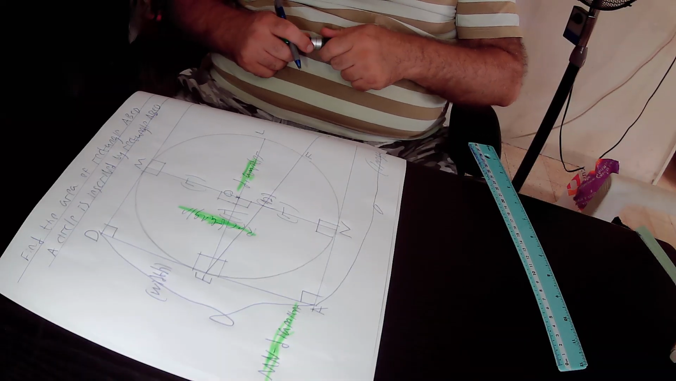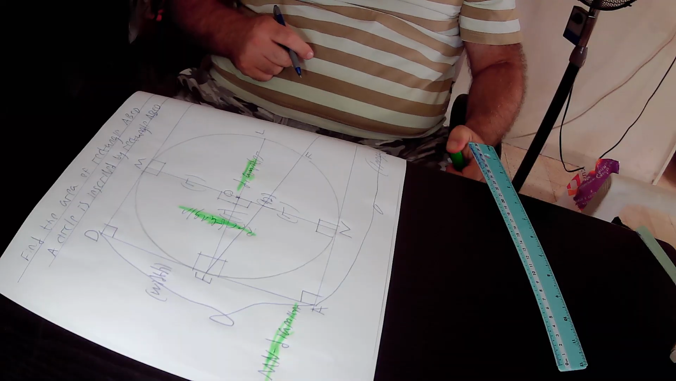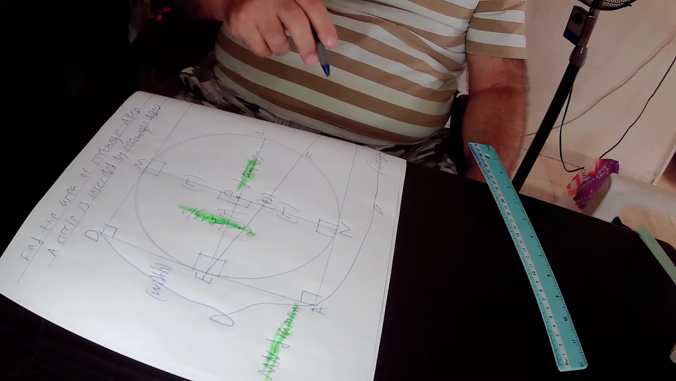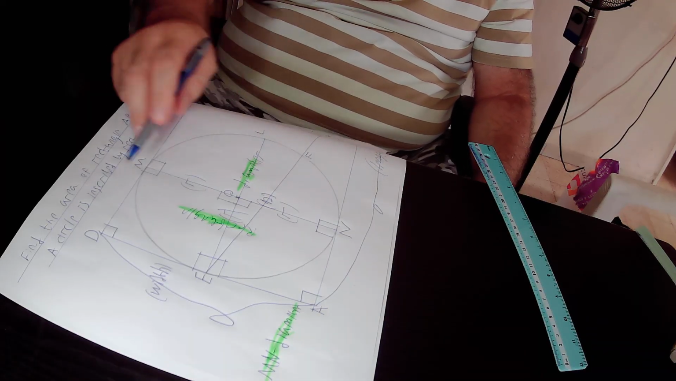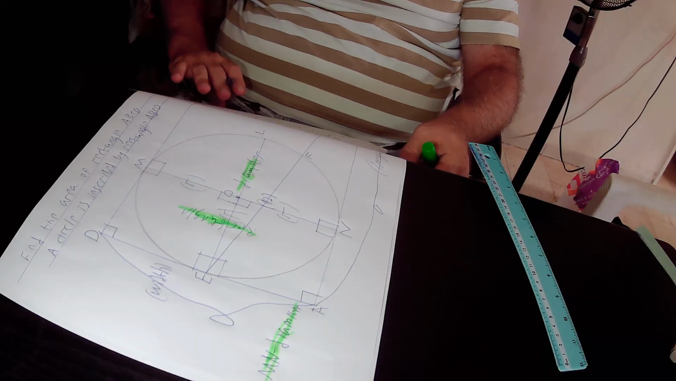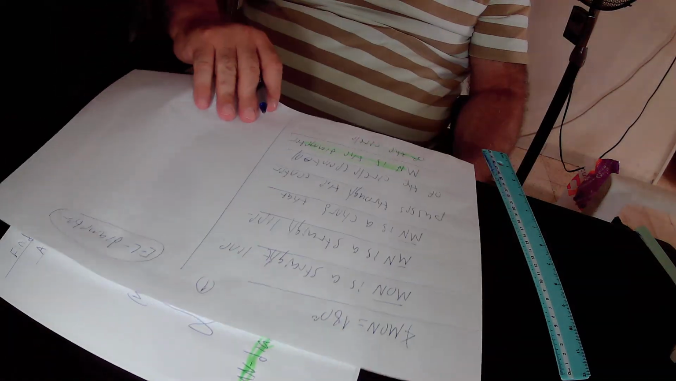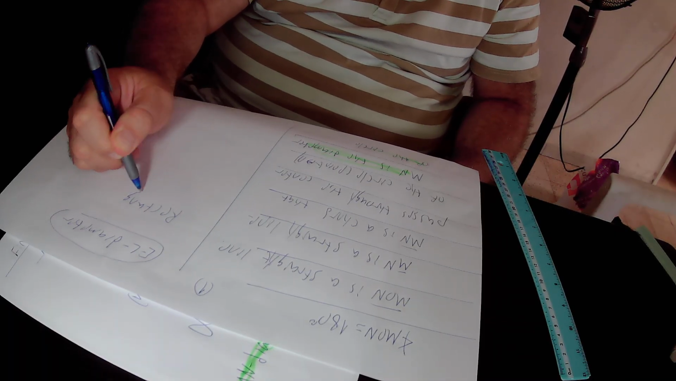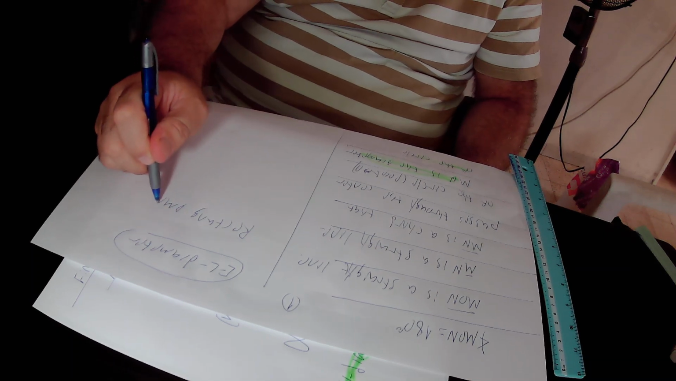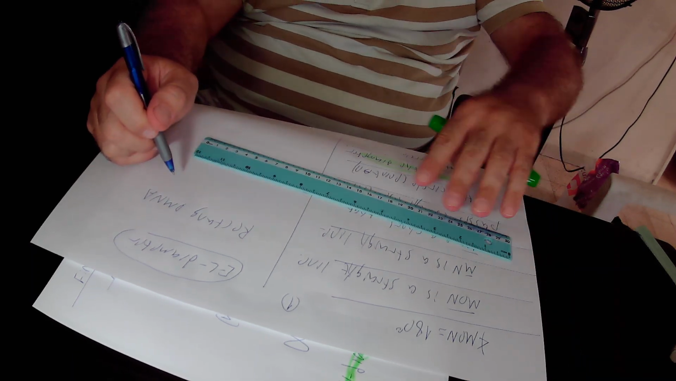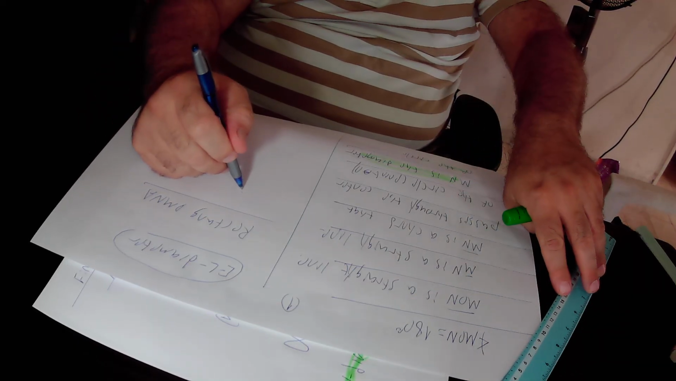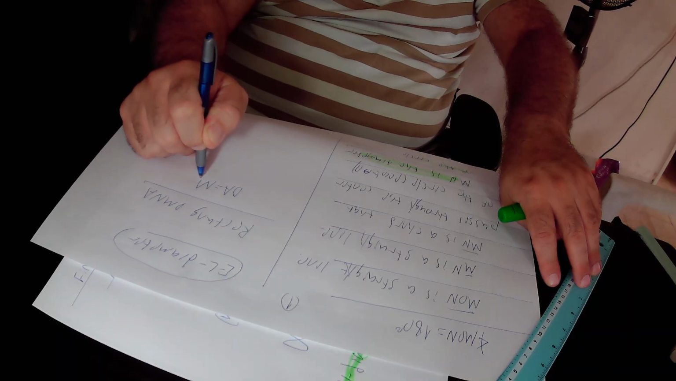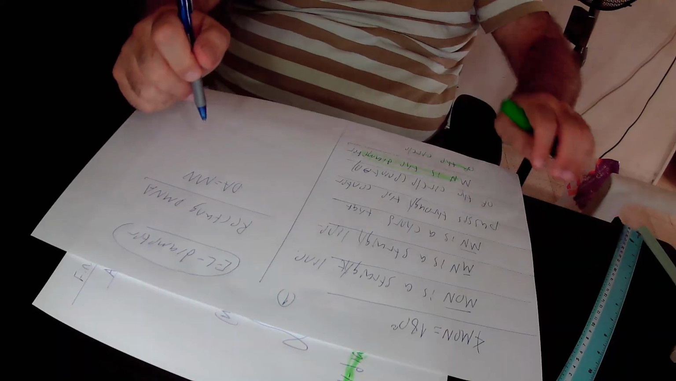But we also know that the opposite sides of a rectangle are equal to each other. So in the big rectangle DMNA, side DA must be equal to the opposite side MN, according to the rule that the opposite sides of a rectangle are equal to each other.